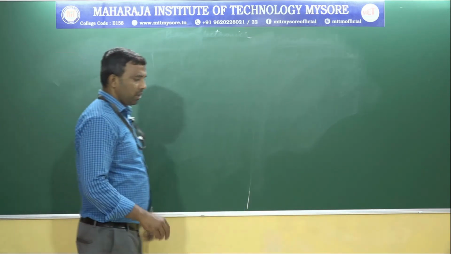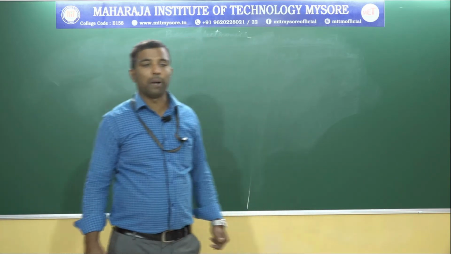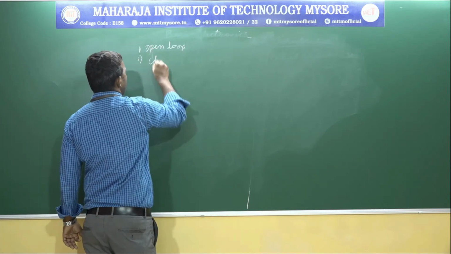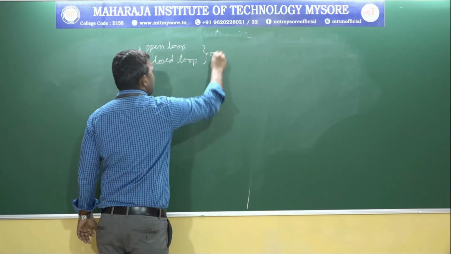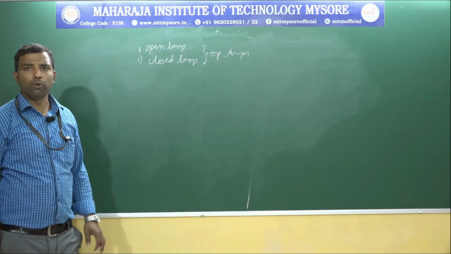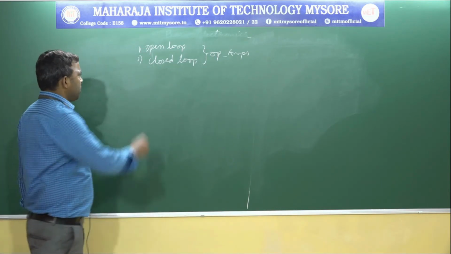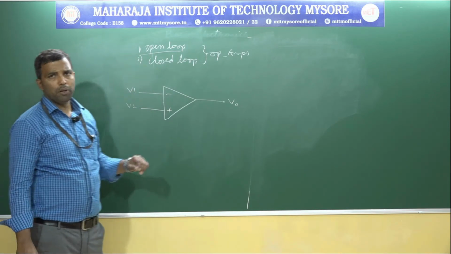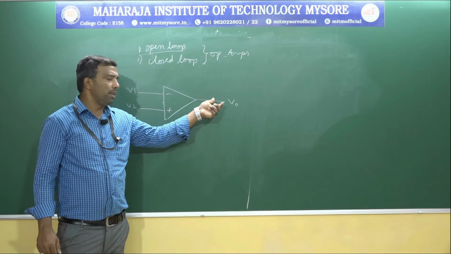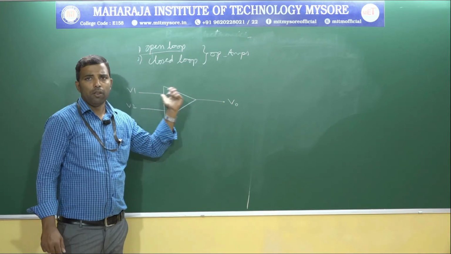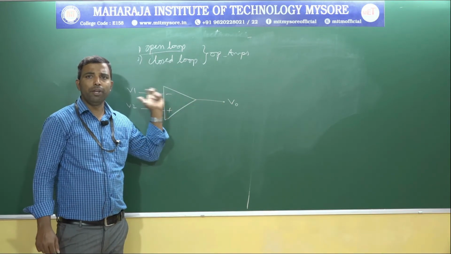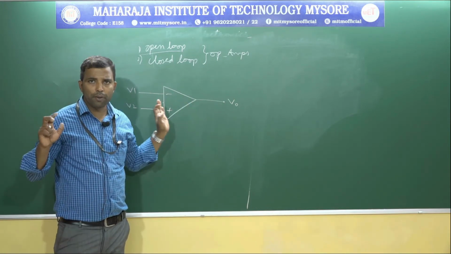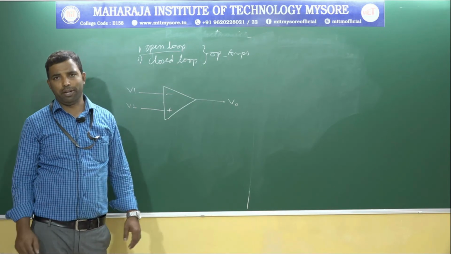Next, we will consider two types of op-amp configurations here: open loop and closed loop. Consider the first one, open loop. Here in open loop there is no control between the output and the input. The output is independent of the input. Whatever the input, you will get the output. So there is no control. That is nothing but the open loop configuration.